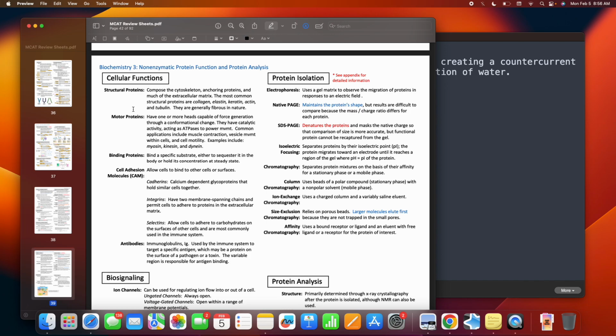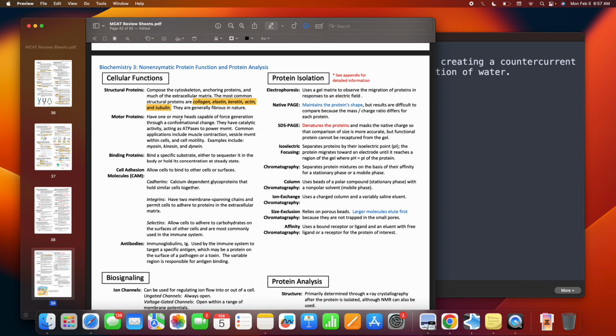So for cellular functions, we have structural proteins, where they compose the cytoskeleton, anchoring. I'm going to go over it pretty fast. Anchoring proteins in much of the extracellular matrix. The most common structural proteins are collagen, elastin, keratin, actin, and tubulin. They are generally fibrous in nature.